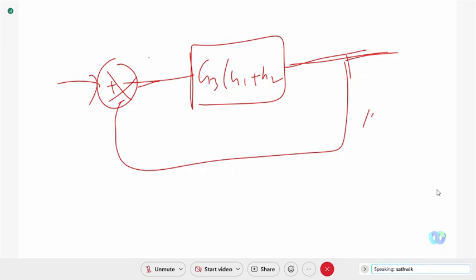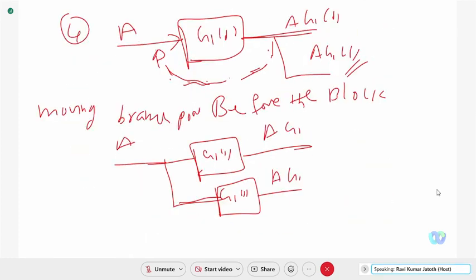Sir, could you explain the third and the fourth rules once again? The fourth rule, this one. Sometimes what we do is move the branch point. What do you mean by branch point? A branch point diverts a signal from one place to another place, is it not? Sometimes we need to move the branch point before the block.